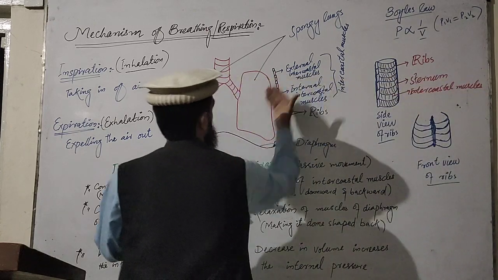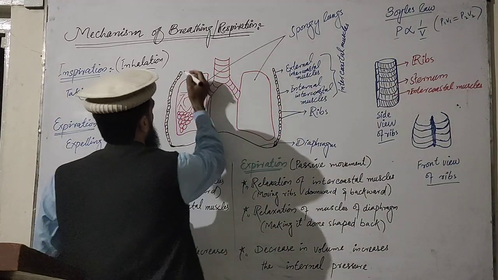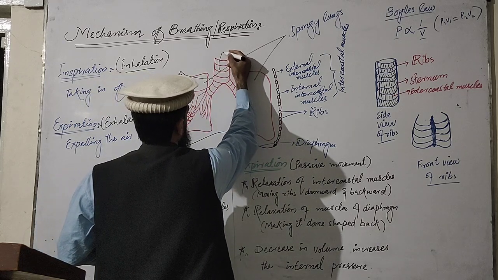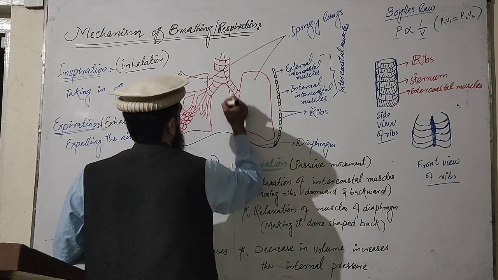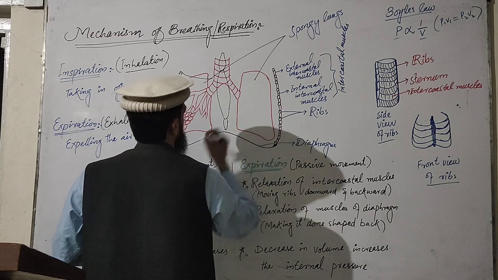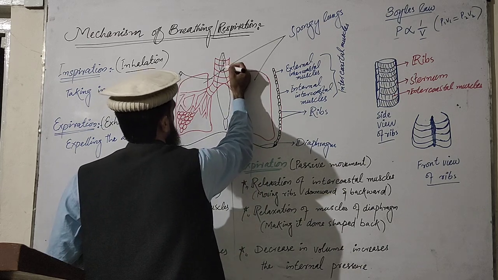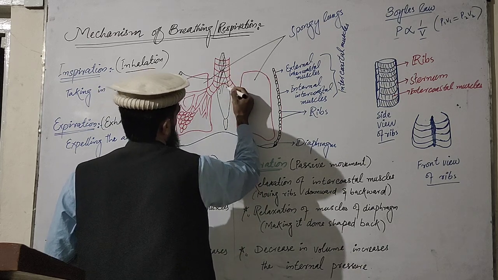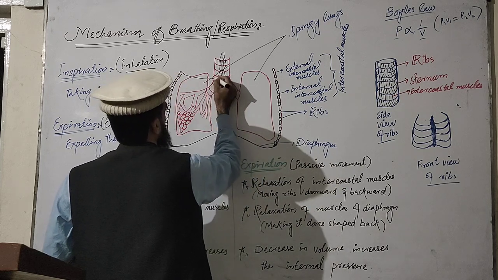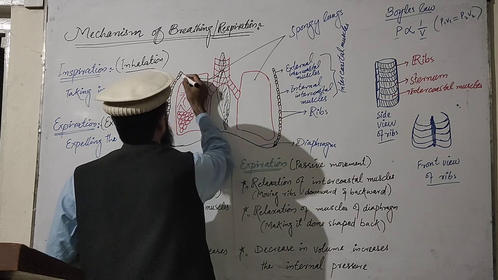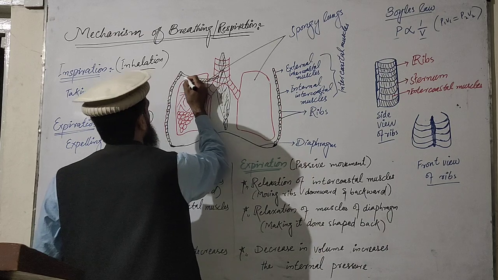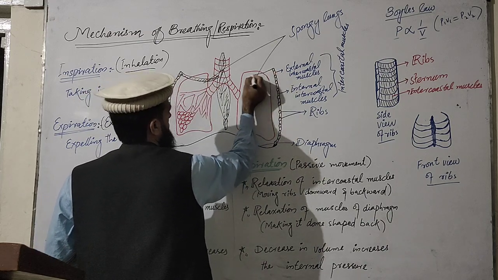For example, these are the ribs. They have been cut; this is the section. There is a sternum just at the center of the chest. This is the sternum. Ribs from both sides come and meet the sternum in front.